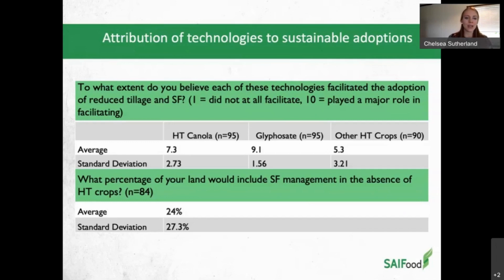And the second question we asked was what percentage of their land would include summerfallow management without herbicide-tolerant cropping systems. The average response here was 24%. And this may not seem like a huge number, but when we consider that 1% of land in our sample is currently managed with summerfallow, this actually represents a huge step backwards in farmer sustainability efforts.